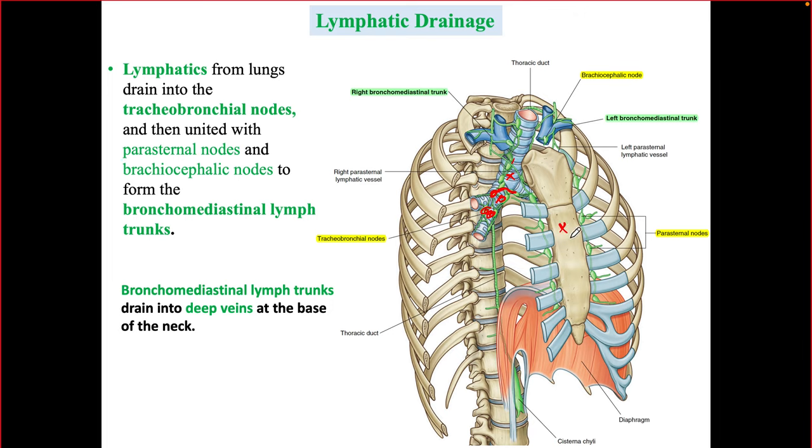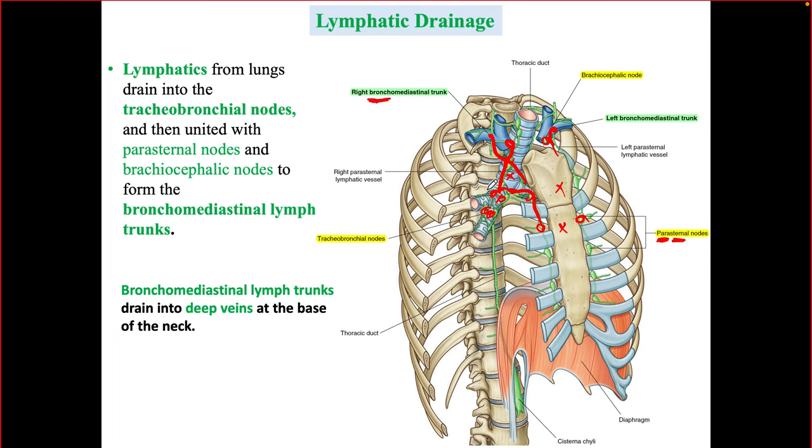High sternum. On each side, there are nodes called parasternal. So the parasternal nodes join the tracheobronchial nodes, and also they join the brachiocephalic. This is the brachiocephalic vein here, brachiocephalic vein here. So they all join together and create a trunk. This trunk, either on the right or on the left, is called the bronchomediastinal trunk.